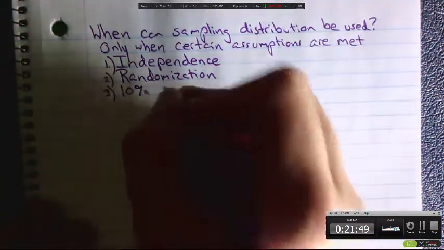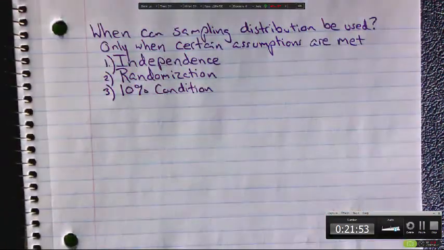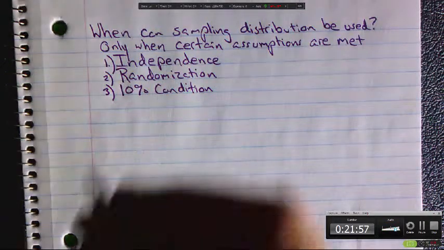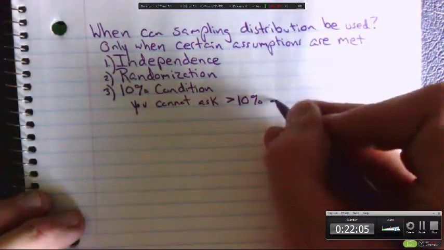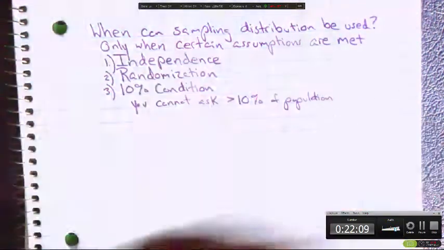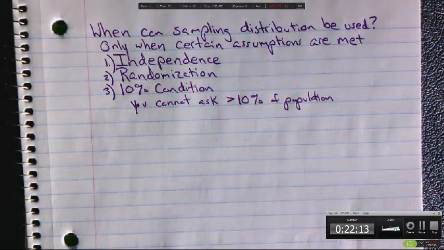The third thing is what's called the 10% condition. The 10% condition is you cannot ask more than 10% of the population. So if you want to do a study about West Union High School, which has approximately 600 students, your sample cannot exceed what size? 60 students. That rule is a general rule of thumb that's been agreed upon. If you ask more than 10% of the population, you typically run into an issue with independence. Does that make sense? You've covered enough of the population that some things are going to start to overlap.